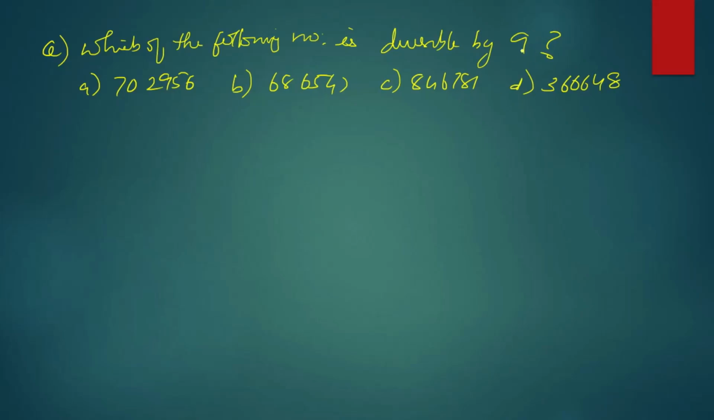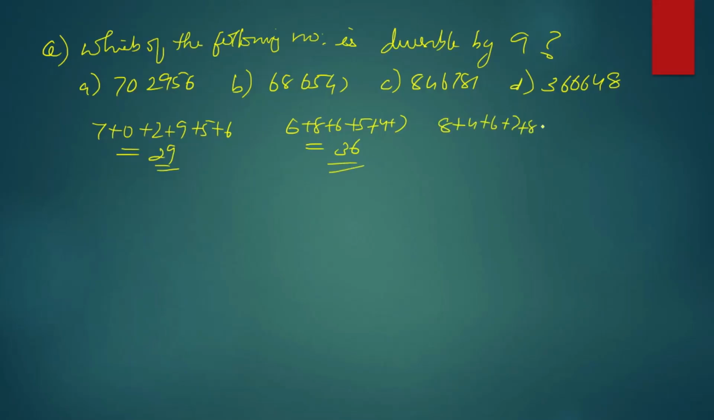Okay, what is the divisibility rule of 9? It's always similar to 3. You have to add the individual digits. Okay, 7 plus 0 plus 2 plus 9 plus 5 plus 6, you get 29. Here 6 plus 8 plus 6 plus 5 plus 4 plus 7, you get 36. Here 8 plus 4 plus 6 plus 7 plus 8 plus 1, you get 34. Here 3 plus 6 plus 6 plus 6 plus 4 plus 8, you get 33.